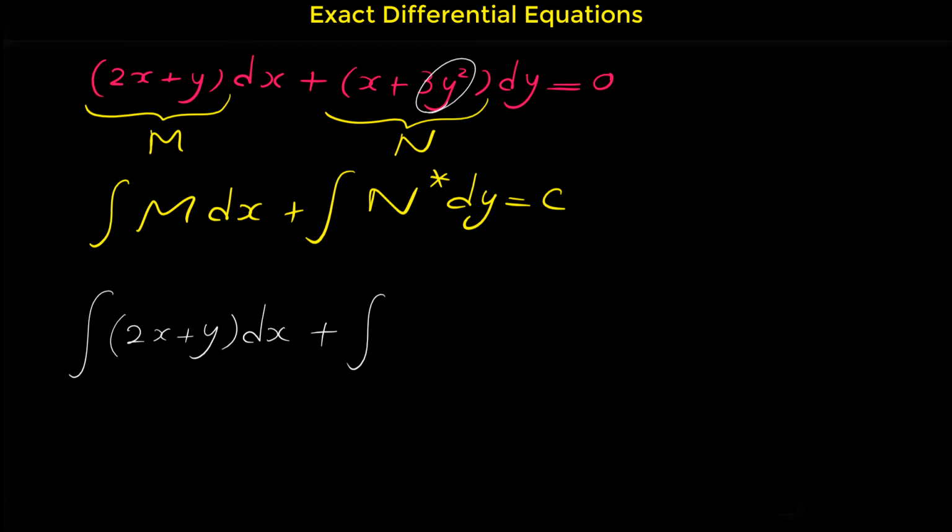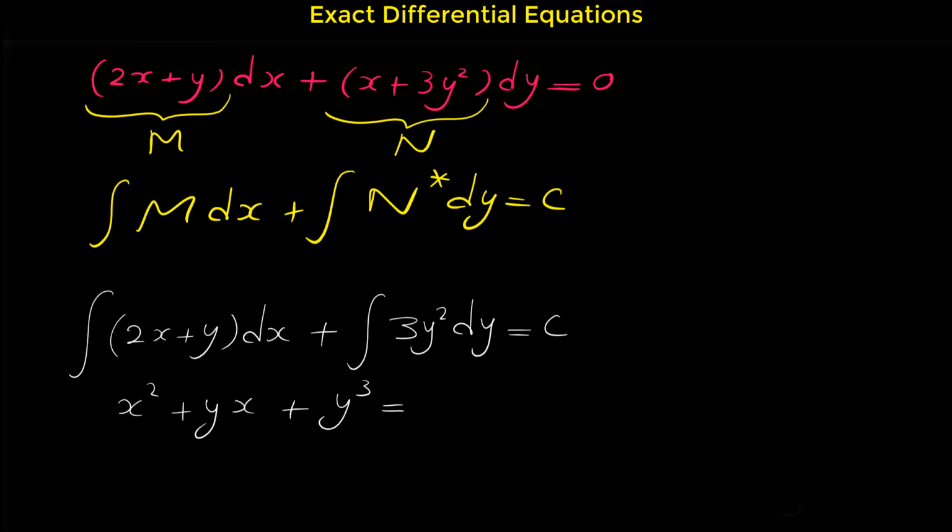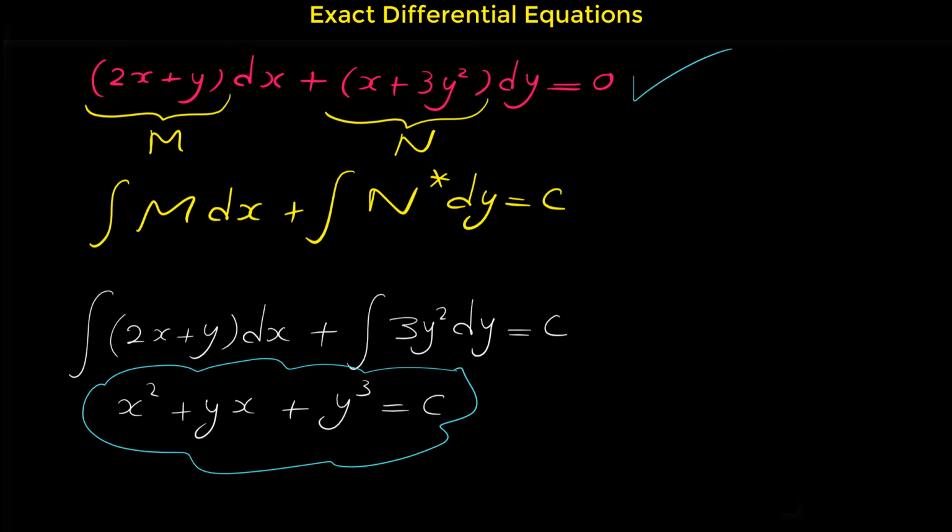x is a function of x, so we ignore this term. But in 3y^2, everything is in terms of y. We don't have any x, so we have to integrate only 3y^2 dy, and equal C. The integral of 2x + y with respect to x is x^2 + yx. And the integral of 3y^2 with respect to y is y^3, equals C. And so this is the implicit solution of this differential equation.